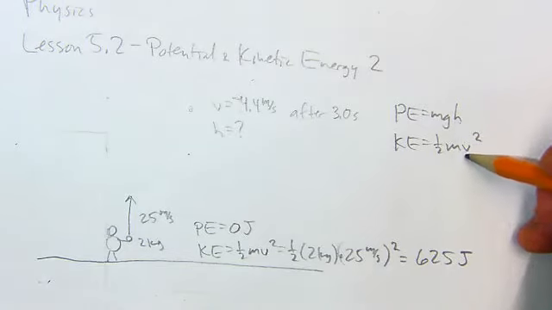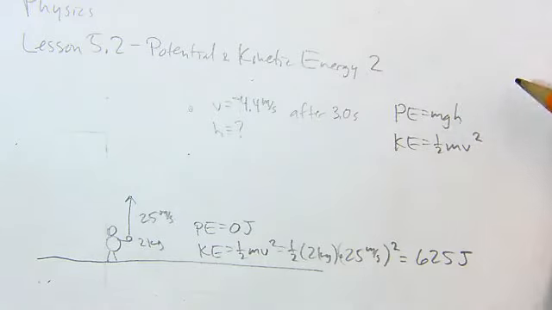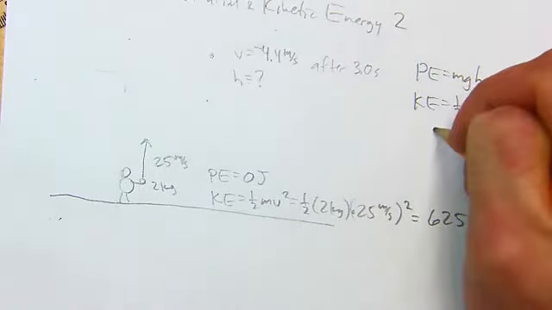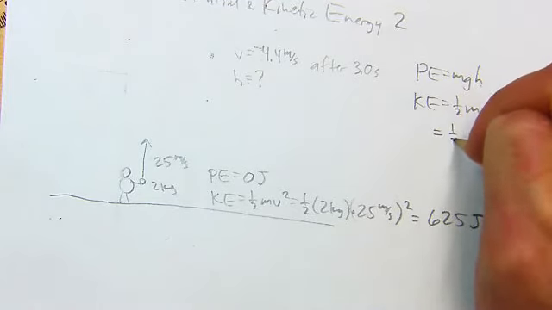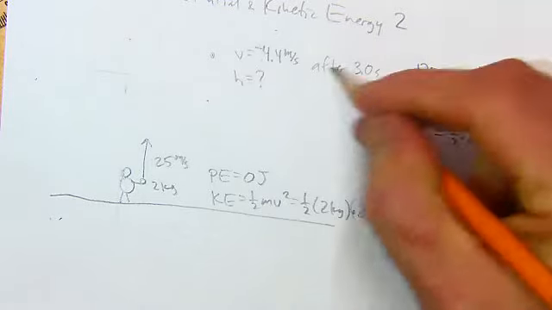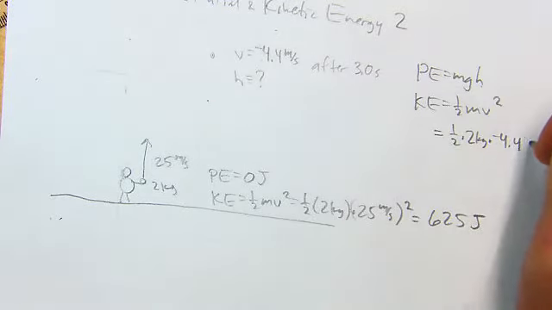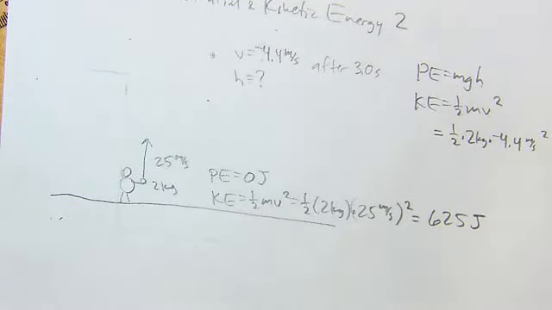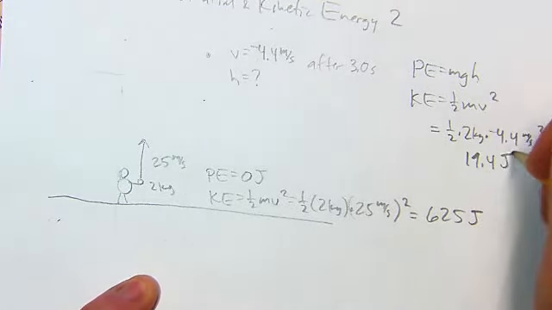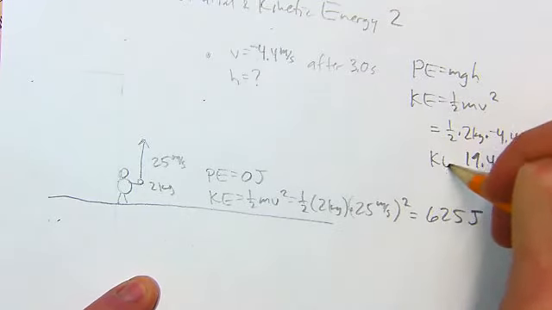Well, we could actually figure out the kinetic energy, right? And then we could use that to figure out the potential energy. That's going to be our key. All right, so let's figure out the kinetic energy at that point. Negative 4.4 squared. Okay, I'm getting about 19.4 joules.